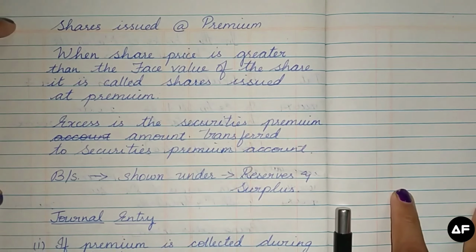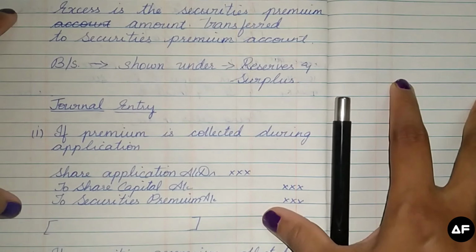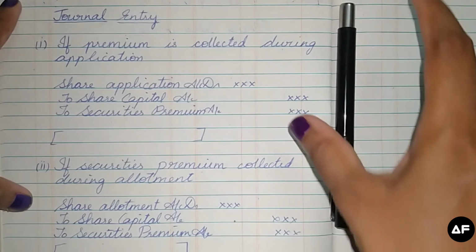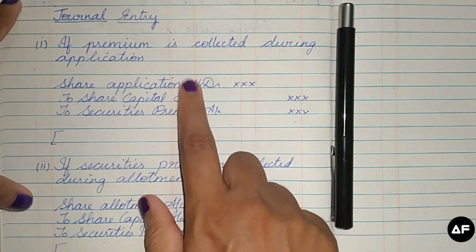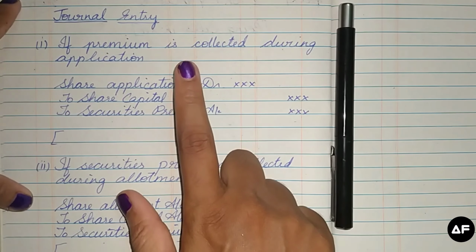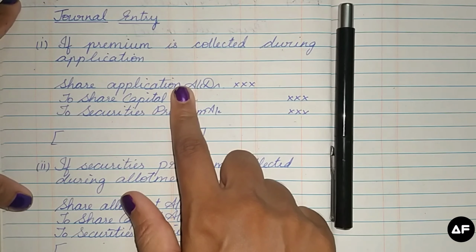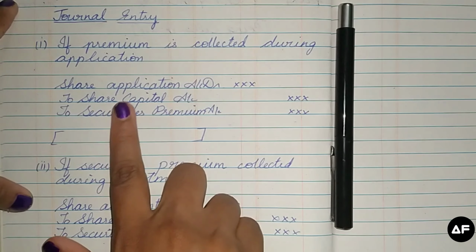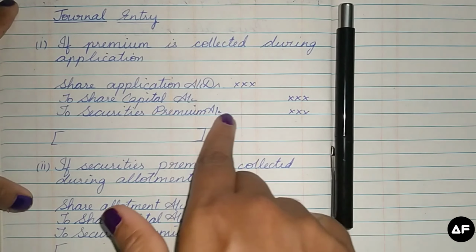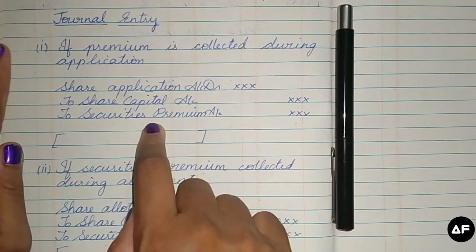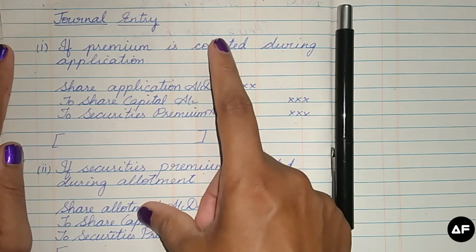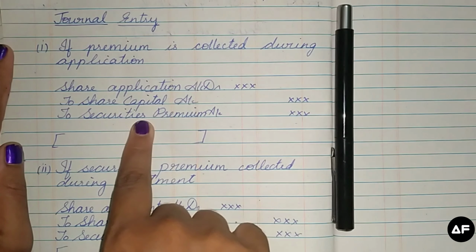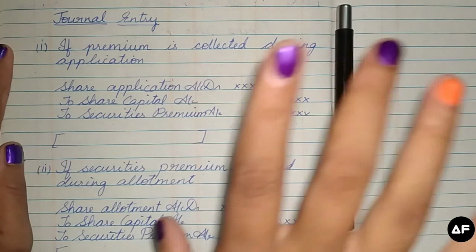Let's look at the journal entry which is passed for this securities premium account. There are two types of journal entries. The first is when securities premium is collected during the application process. That is share application account debit to share capital account and securities premium account. Before this entry you will give the receipt of application entry, that is bank to share application, and then this entry will come with the narration.